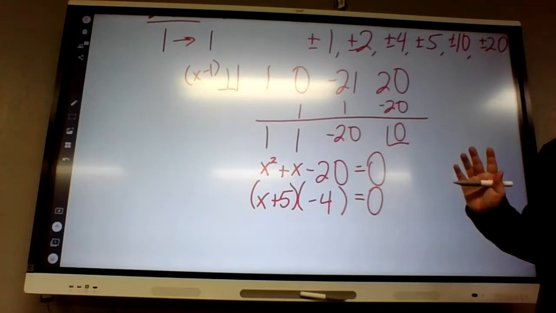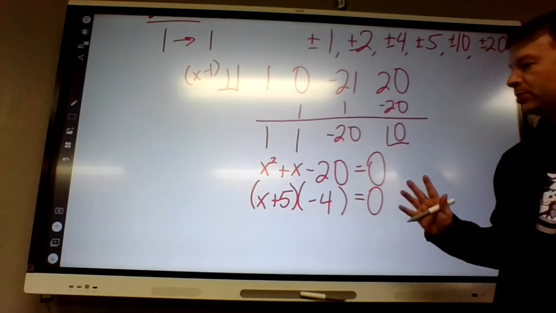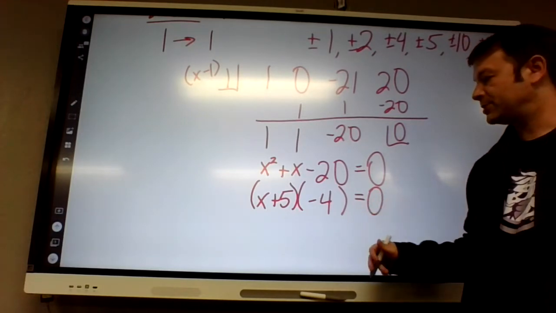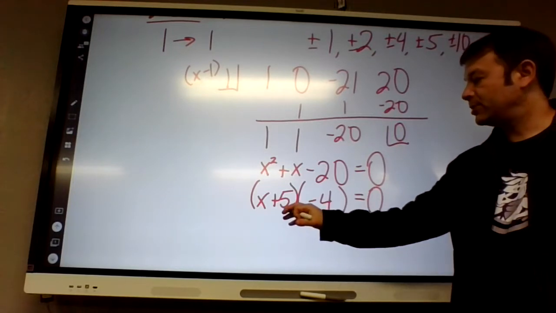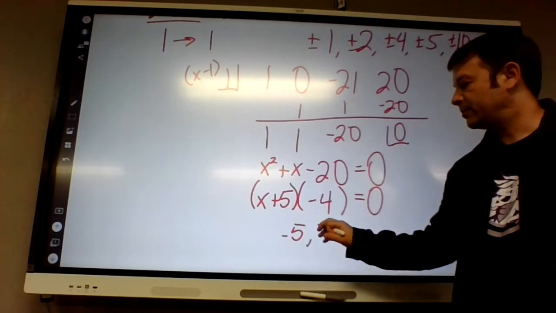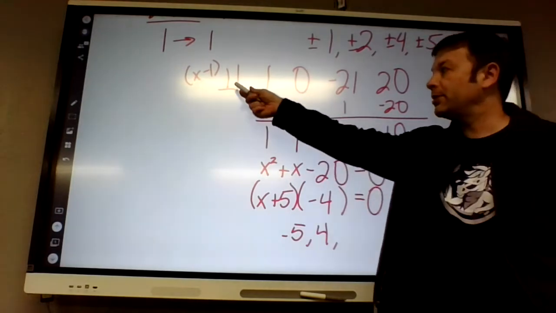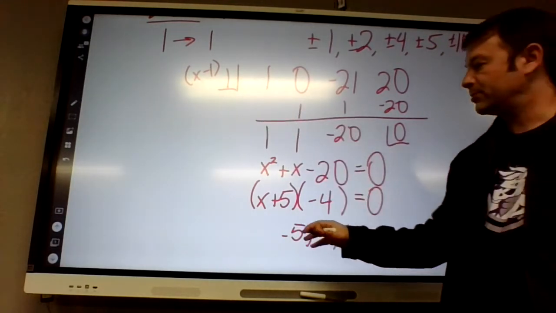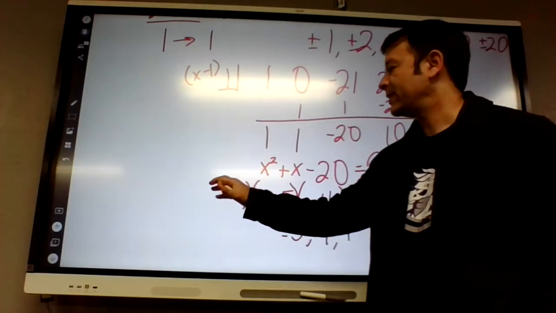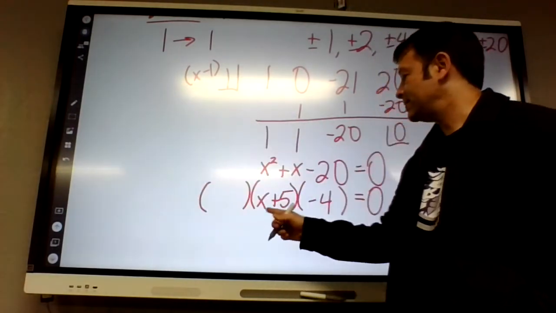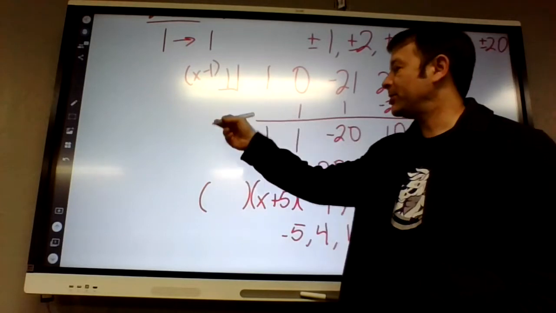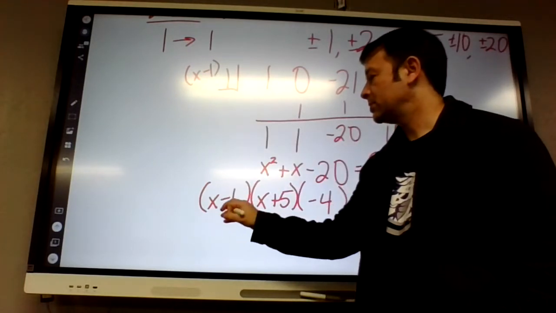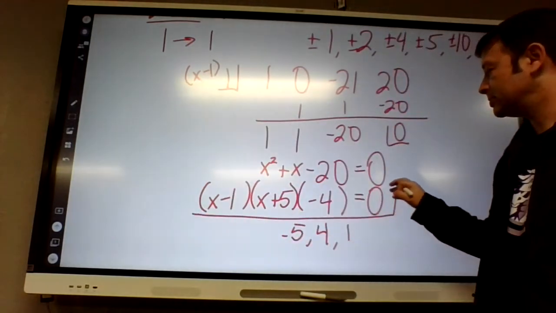Okay, so if the question had been, what are the zeros of the function, what are the roots of the function, my answer would have been negative 5, positive 4, and from earlier, positive 1. But that's not really the question. The question is, what's the factoring? What's it factored to? So it's these 2 guys plus the x minus 1 from earlier. So this is what they actually wanted.